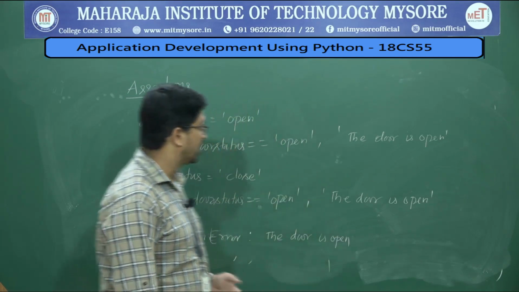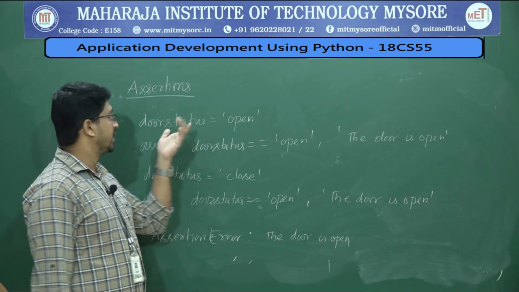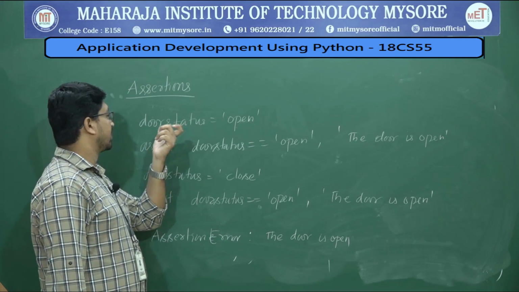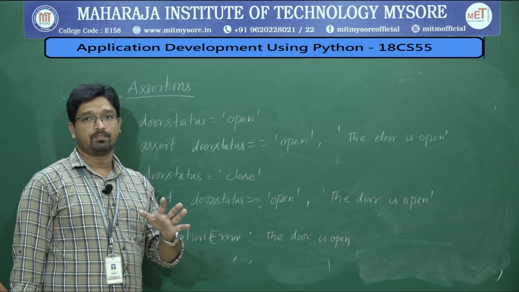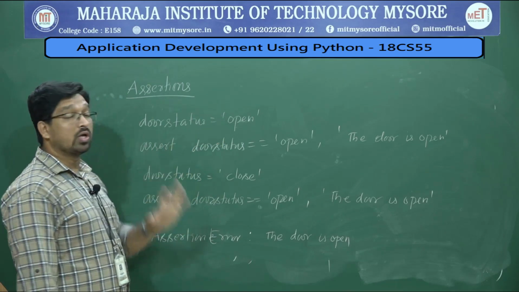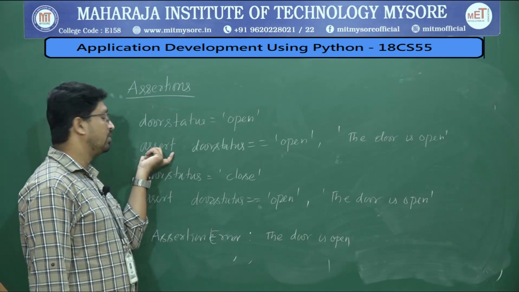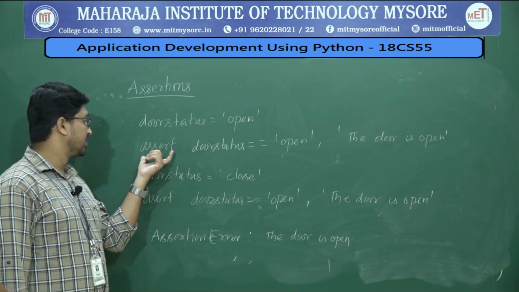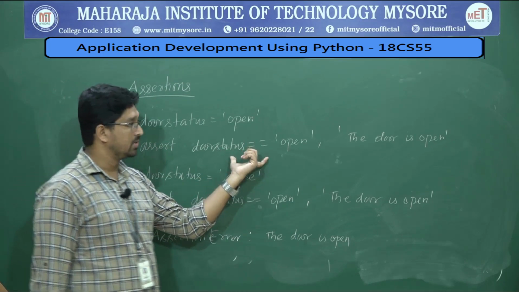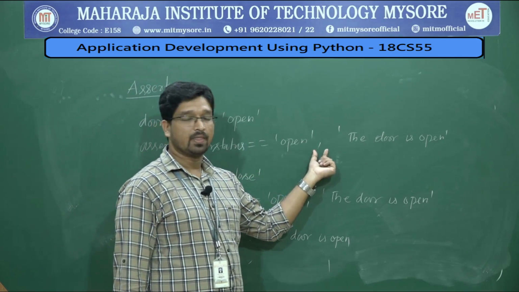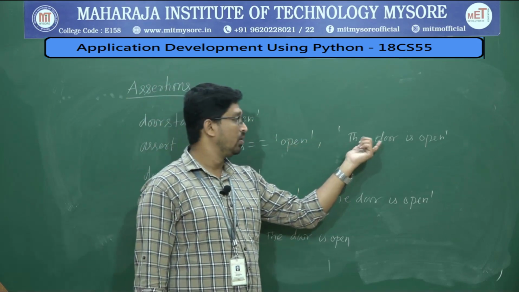For example, here I have taken a variable called door status. Assume that there is a variable called door status and initially I have stored it as open. Okay. So how to create assertions? Assertions can be created in this way. You should have a keyword called assert. Then you should have a condition part. Then you should have a comma. Then if the condition fails, what is the message to be printed?